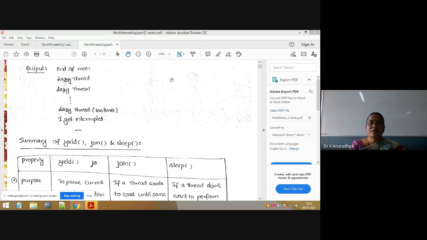After printing "lazy thread" one time, that is for i equal to 0, the next statement inside the for loop is Thread.sleep. From that statement it will go to the sleeping state. After that, using t.interrupt(), this sleeping thread got interrupted. That means the remaining iterations of the for loop are not repeated.